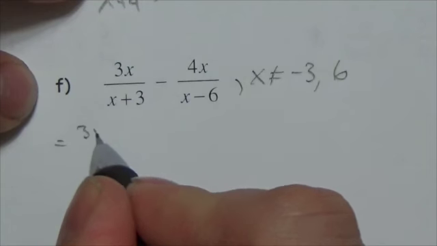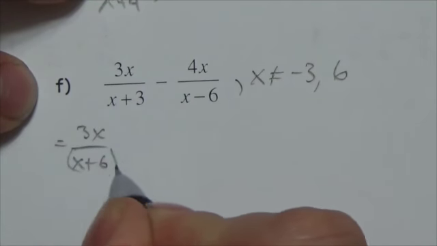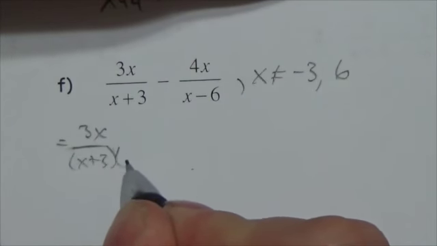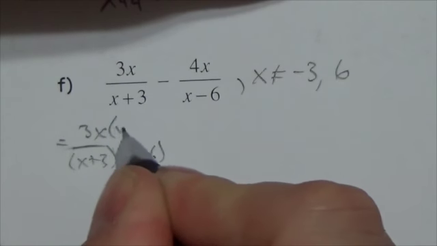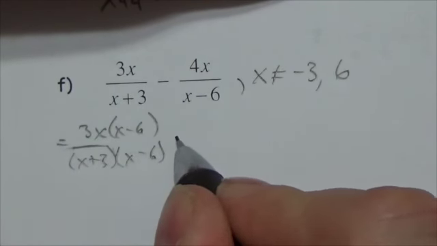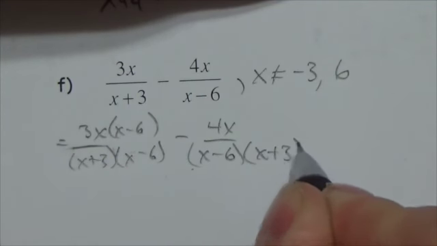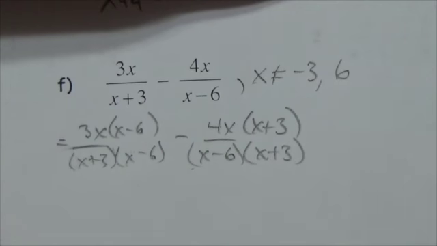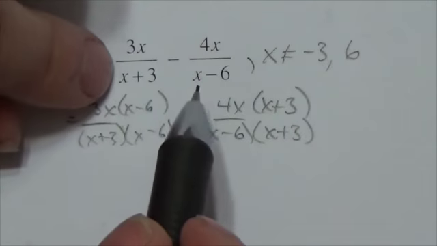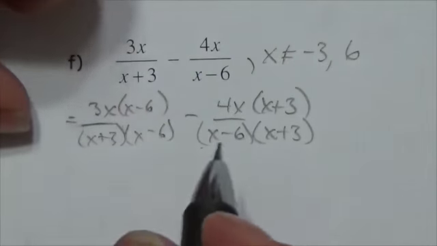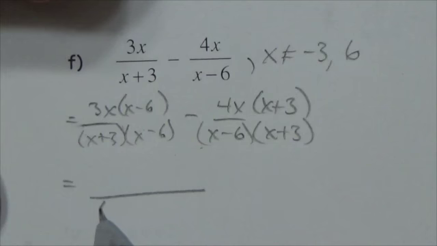And now I'll rewrite this because it'll be easier to see. Whoops, I'm sorry, I'm getting a little bit ahead of myself. I am going to put an x, a 6 down there, but I meant x plus 3. I'm going to have to multiply numerator and denominator here by x minus 6. And over here, I will multiply numerator and denominator by x plus 3. Because that's the only way I'm going to get the denominators the same, is to multiply by each other.